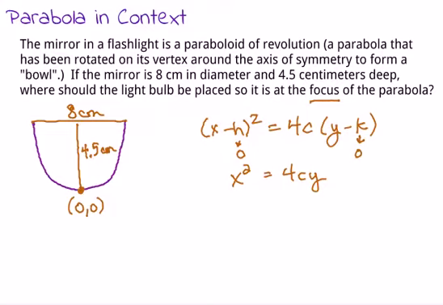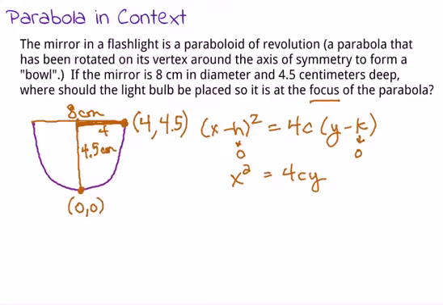So what I need is an x and a y. I need the coordinates of a point that's on this parabola. I'm going to pick this point right here. And if my vertex is at 0, 0, then this point is going to have an x coordinate of 4, because it's going to be this distance over, half of that 8, which would be 4. And then it's going to have a y coordinate of 4.5.